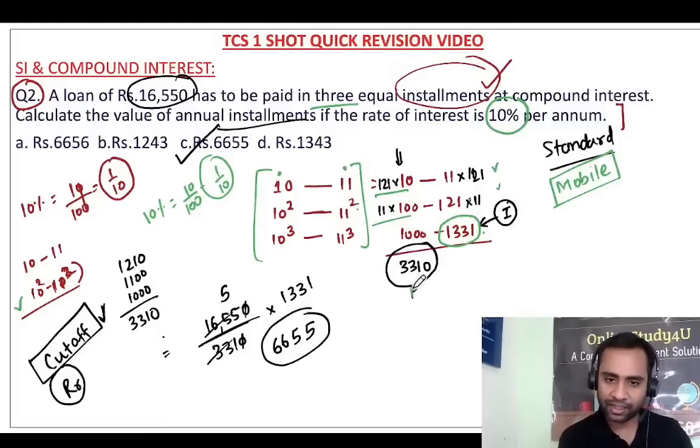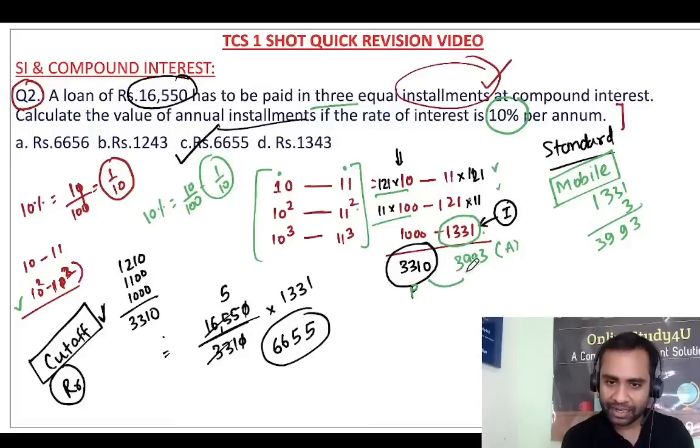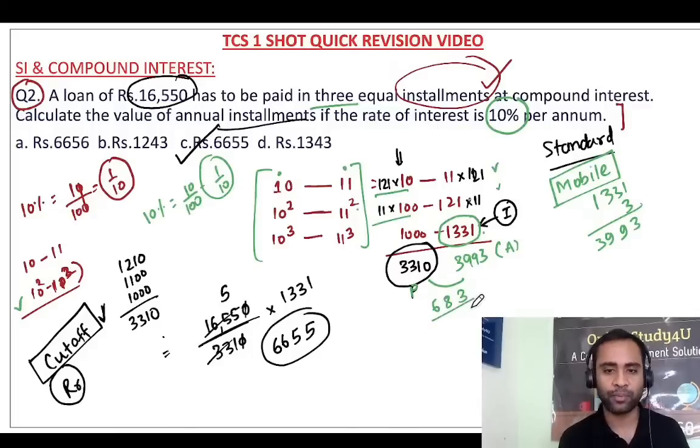So total is 3310, and 1331 into 3 will be 3993. Total you will be paying is 3993. This will become your total amount. So what will be the interest? 3993 minus 3310 is 683 rupees. That will be your interest.